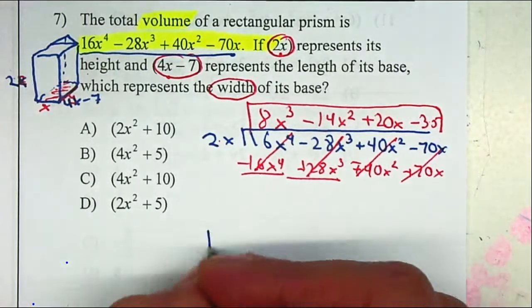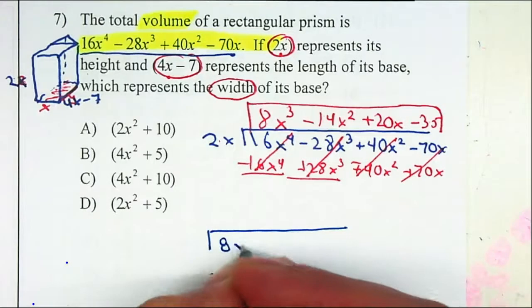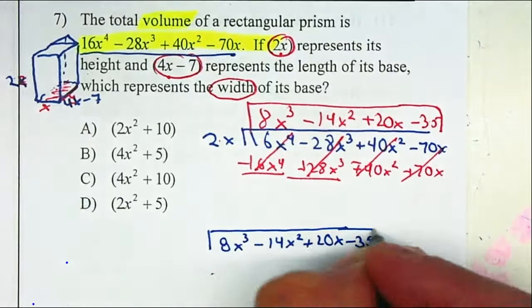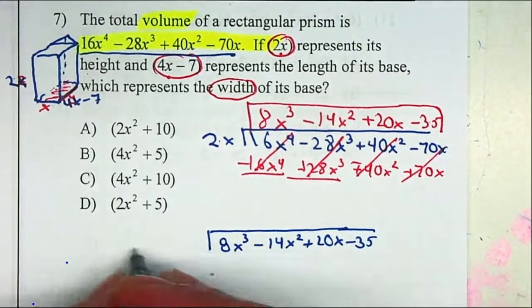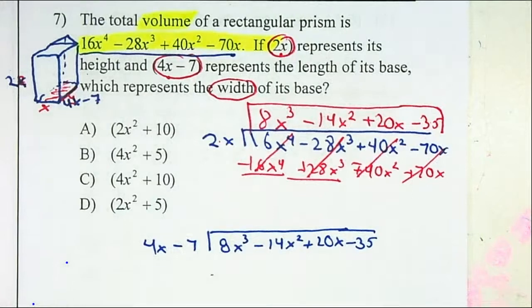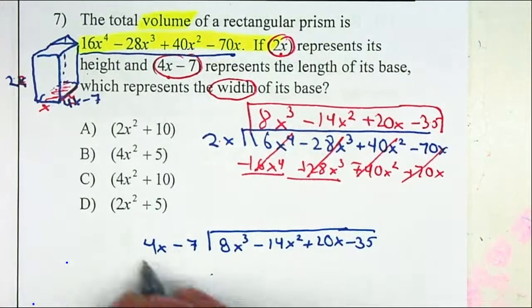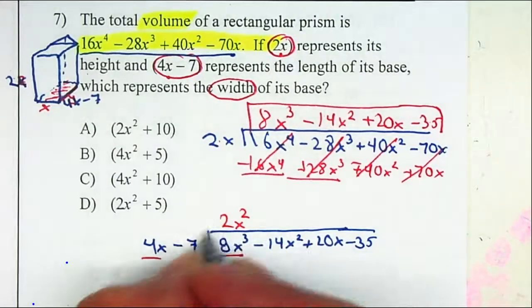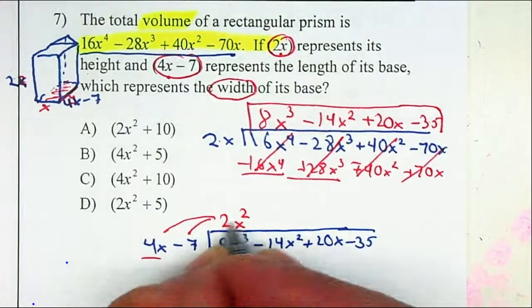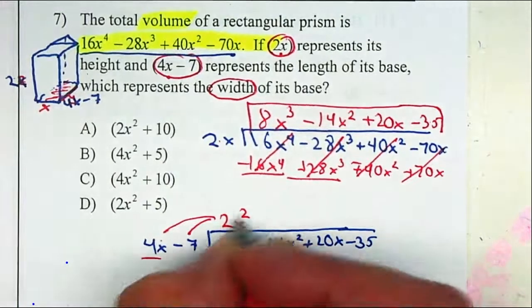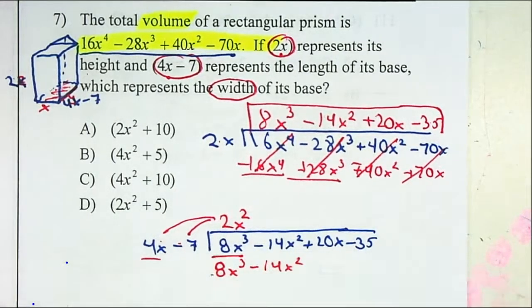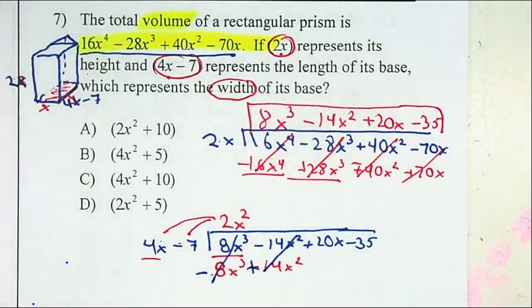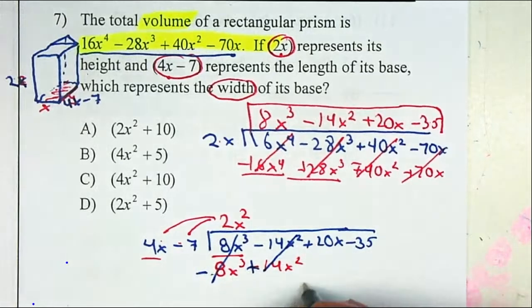So we're going to use long division once again. That gives me 8x to the 3rd minus 14x squared plus 20x minus 35, and I'm going to divide it by 4x minus 7. What do I need to multiply 4x by to get 8x to the 3rd? It will be 2x squared. Now, make sure that you multiply to both of them. That gives me 8x to the 3rd. Multiply it out, gives me a negative 14x squared. I'm going to change my signs. That becomes a negative, that becomes the opposite, a positive. And in this case, they both cancel, which is fine. So we're going to bring both of them down.